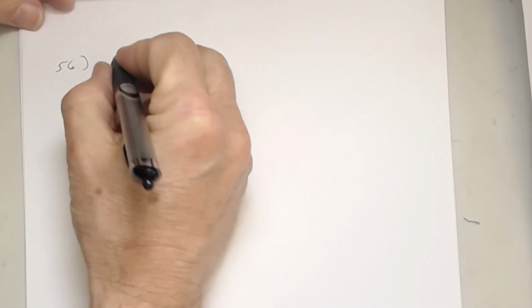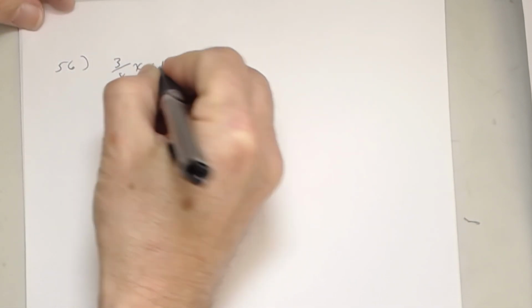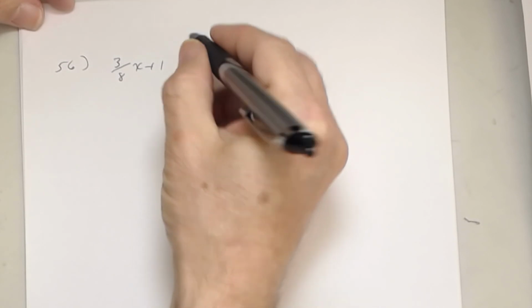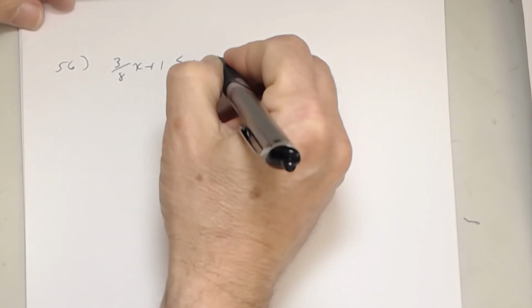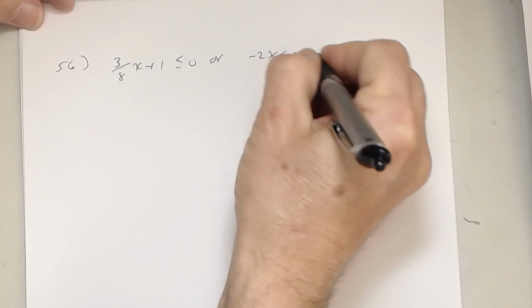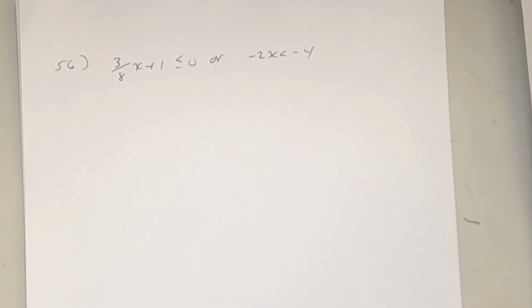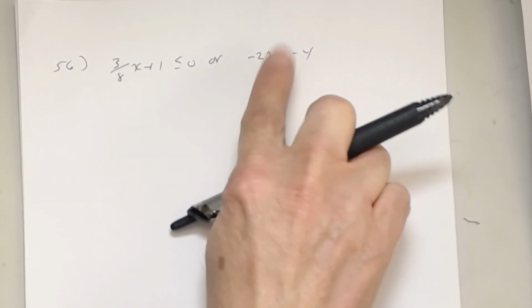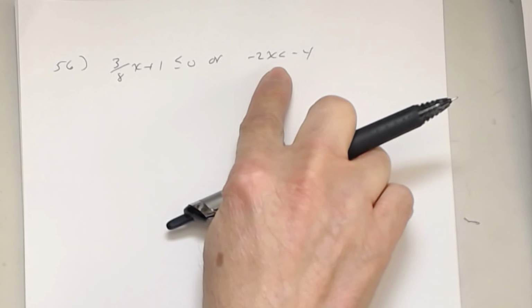You have 3/8x plus 1 is less than or equal to 0, or negative 2x is less than negative 4. So you have this compound inequality. Now, obviously, that second inequality, the one on the right, is the easiest to solve. So let's do that one first. How do I find the solutions to this inequality?